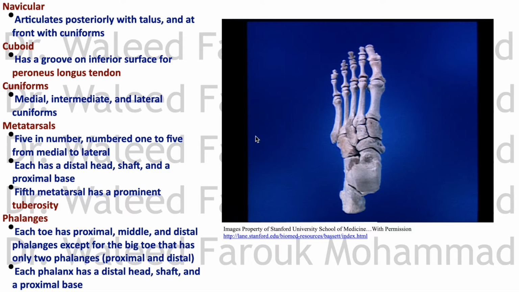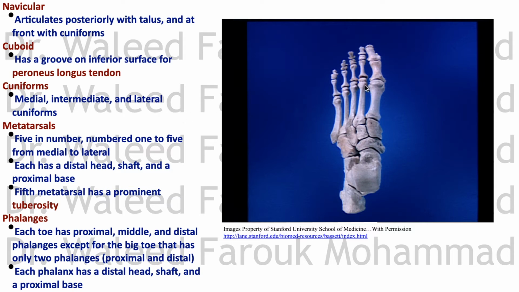The cuboid, the large cubical-shaped, rock-like bone, has a groove on the inferior surface for the peroneus longus tendon, and it's bridged by the long plantar ligament on the plantar aspect of the foot. Cuneiforms are 3: medial, intermediate, and lateral.